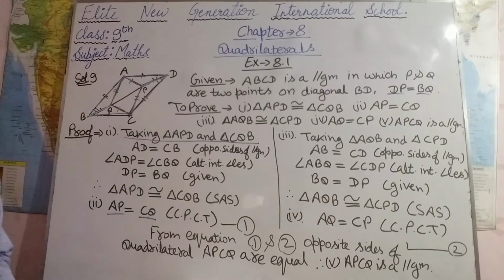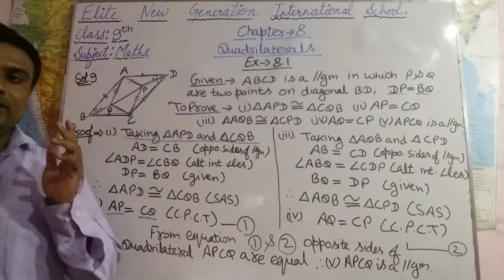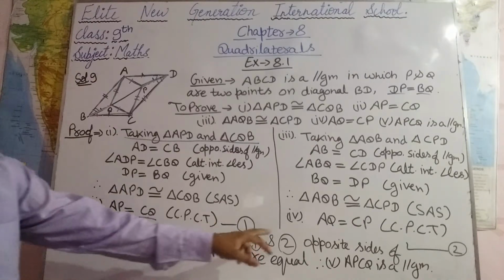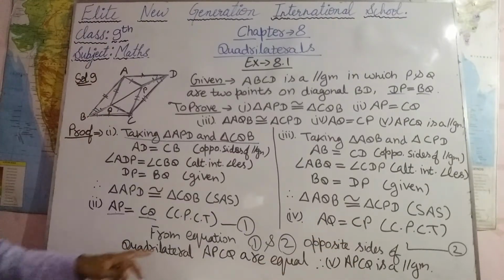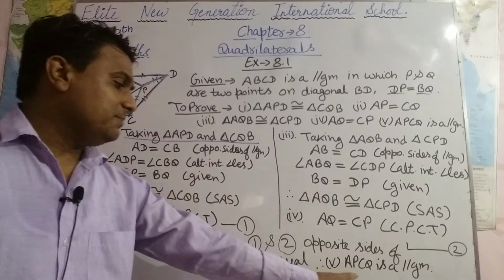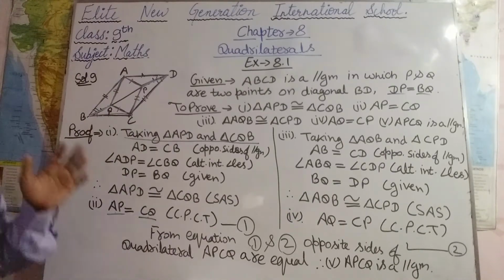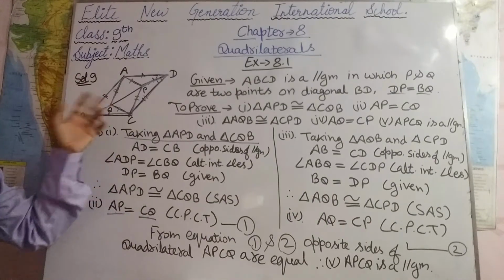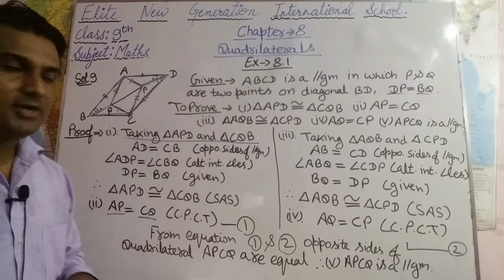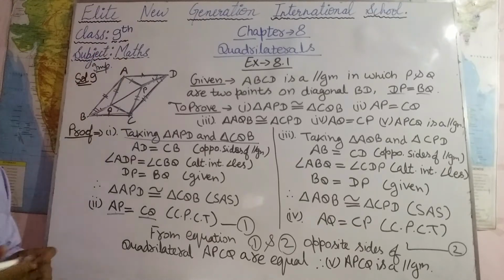We have studied one theorem: when in a quadrilateral opposite sides are equal, then it is a parallelogram. So from equations 1 and 2, opposite sides of quadrilateral APCQ are equal. Therefore, the fifth part, APCQ is a parallelogram. So in this way we can prove all these 5 parts. This question is very important, so you have to do this question.